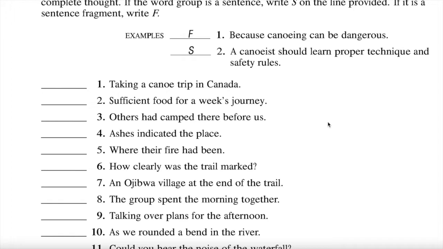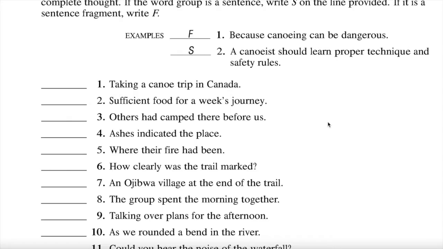Taking a canoe trip in Canada. Okay, is that a standalone thought or not? No. Okay, well, what about taking a canoe trip in Canada? Interestingly, there's no verb there. A sentence has to have a subject and a verb at the very least. You might be like, what about taking? Taking is not a verb. It's a form called a gerund. Don't worry about that. But to take is a verb, right?